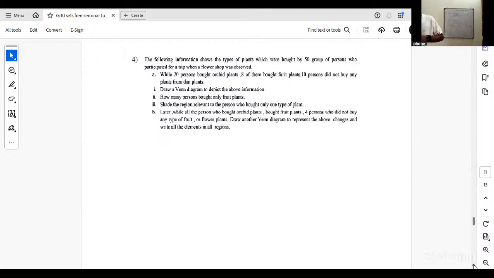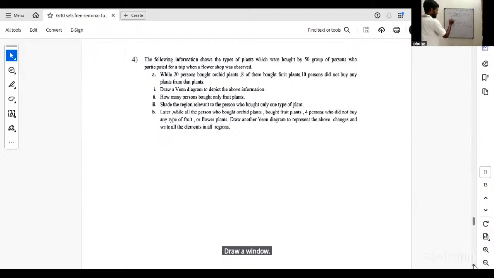Next one is each of them brought fruit. Here on top is fruit. Here we write they brought fruit. And then they say they did not buy any plants. They did not buy plants outside. Draw a Venn diagram to depict the information.